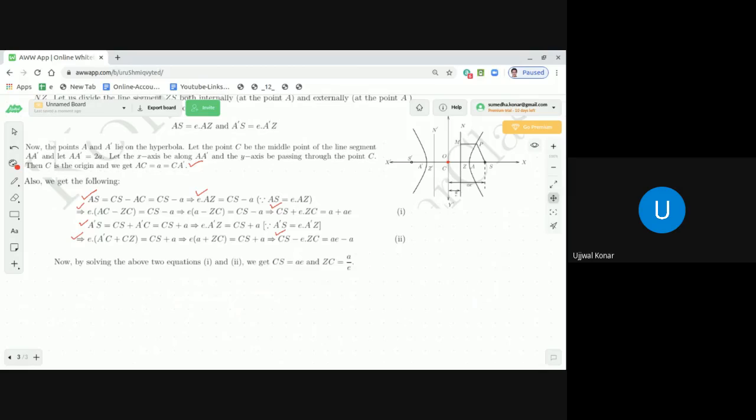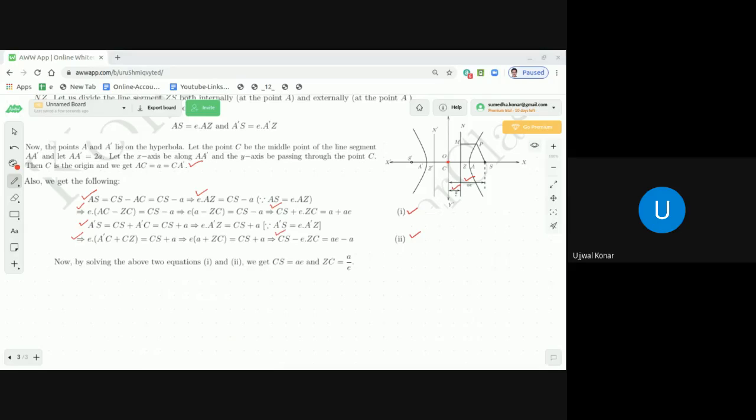So if we solve these two equations, equation 1 and equation 2, we get that cs is equal to ae and zc is equal to a by e. And these two are very important information. In the adjoining diagram, these are the two distances. These two are very important information in deriving the standard equation of the hyperbola.